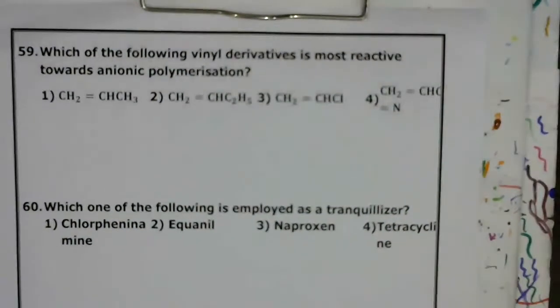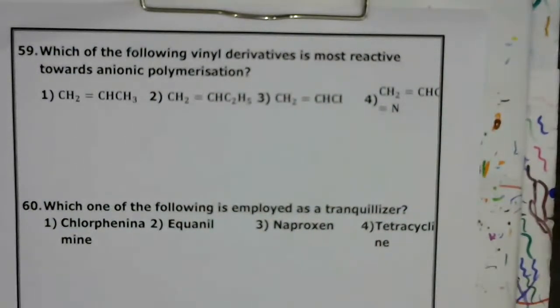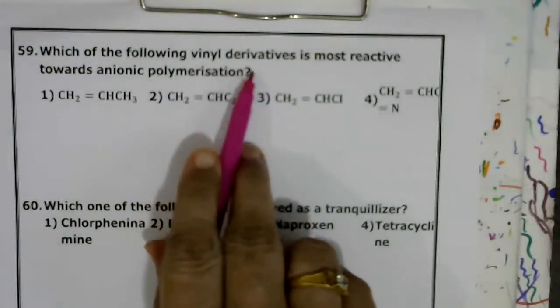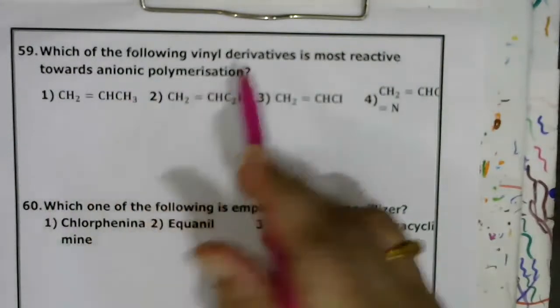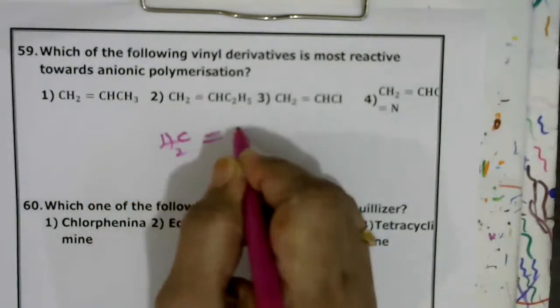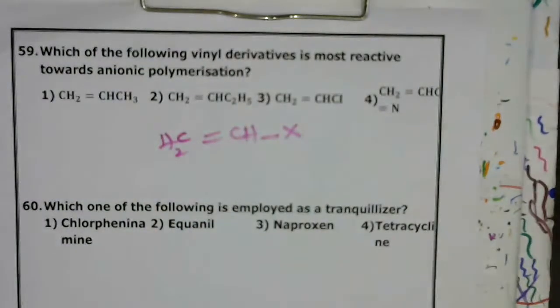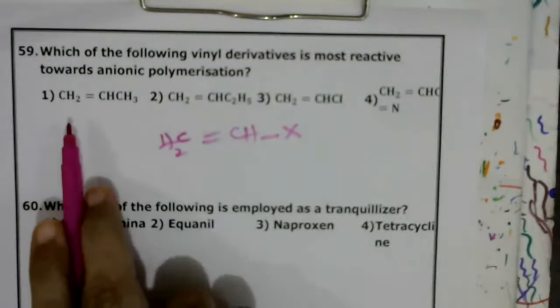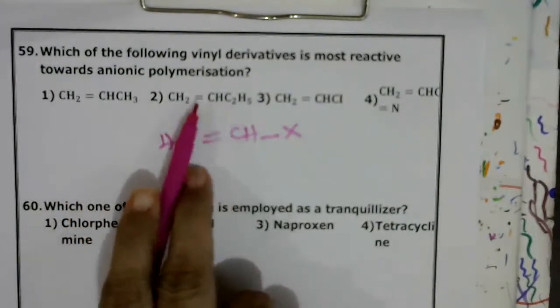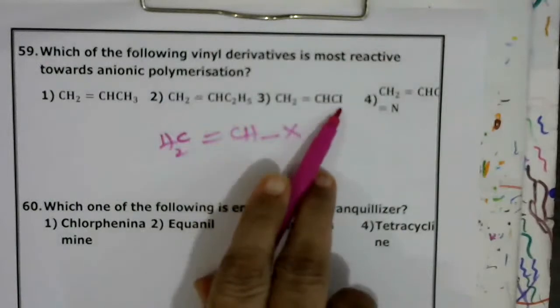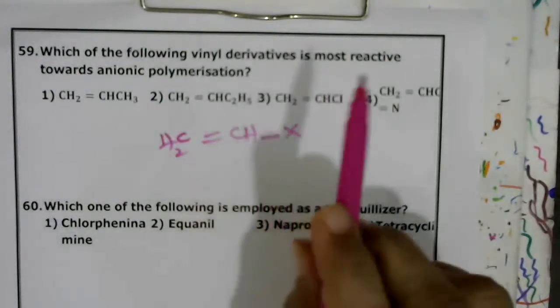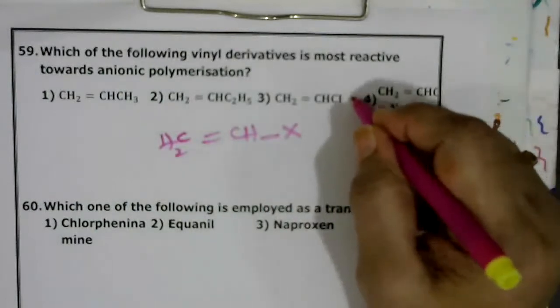Question number 59. Which of the following vinyl derivatives is most reactive towards anionic polymerization? Vinyl means CH2=CHX, where the functional group is directly linked to an sp2 hybridized carbon atom. They are called vinyl. The methyl group is an electron releasing group, ethyl is also releasing, Cl is electron withdrawing, but cyanide is there. Therefore, question number 59 is the fourth option.